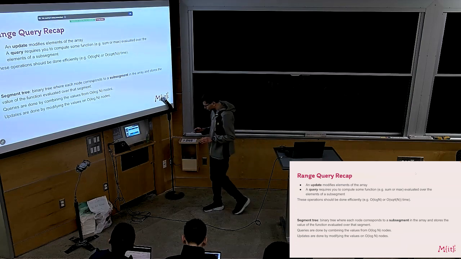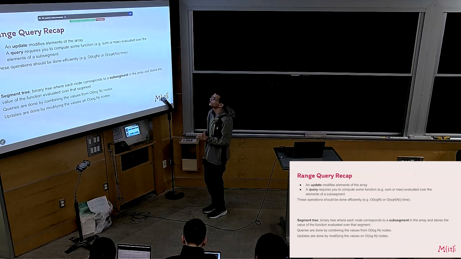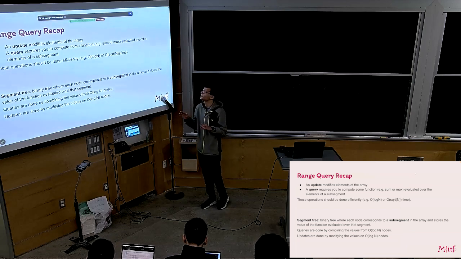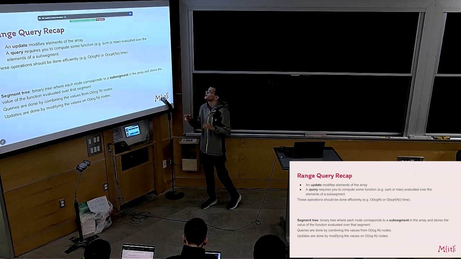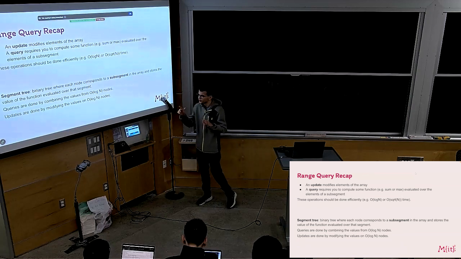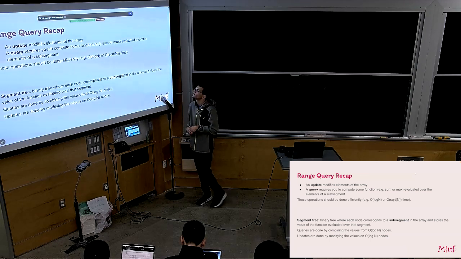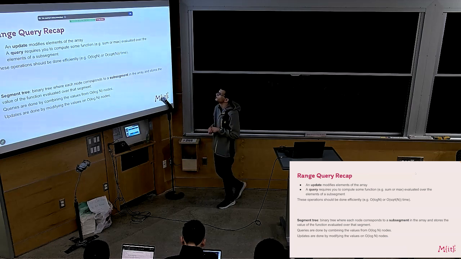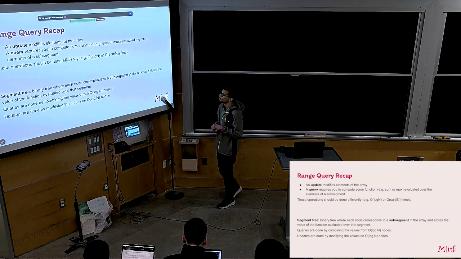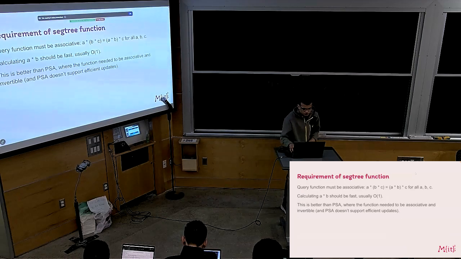So the kind of problems we have been able to solve so far are range query problems where an update requires you to modify a specific element of the array, and the query requires you to compute some function evaluated over elements of a subarray. And with a segment tree, these operations can be done efficiently in O(log n) time, both queries and updates.